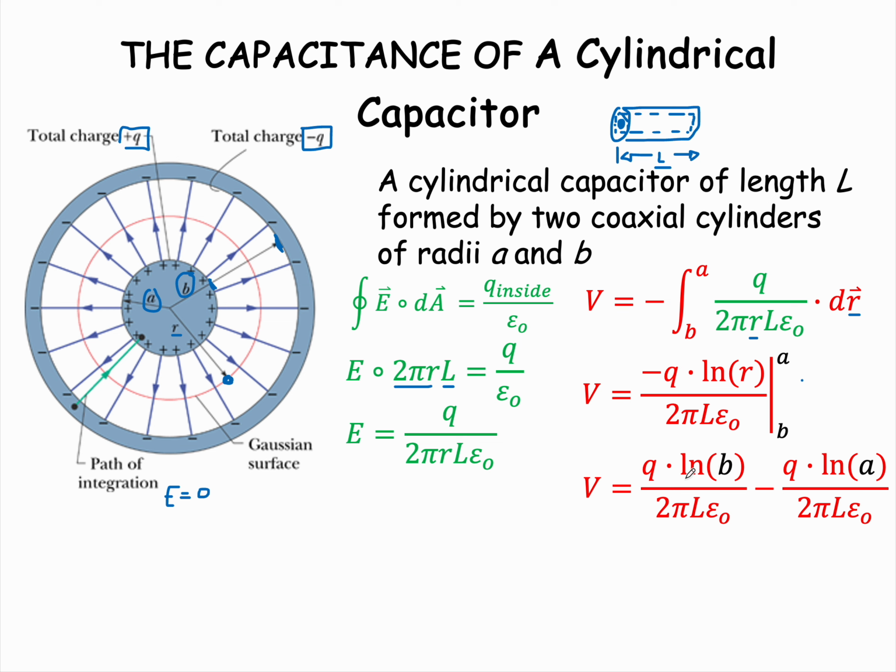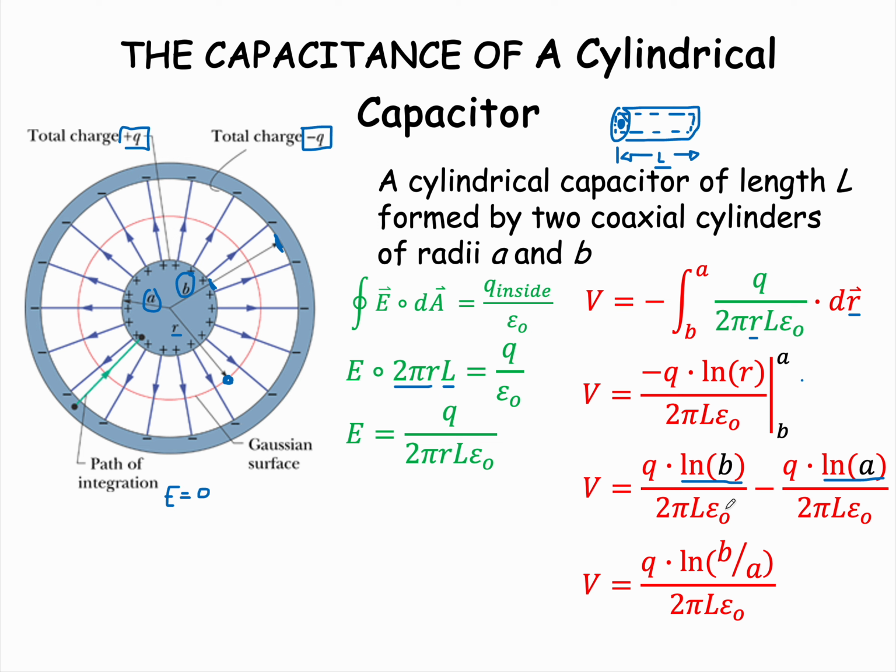And now a small trick. If you've got two quantities here, we can factor out the Q over 2 pi L epsilon naught from both terms, but then we have ln of B minus ln of A. And I'm hoping you remember back from algebra or algebra 2 that that's equivalent to the ln of B divided by A. So here is our potential between the outside and inside.